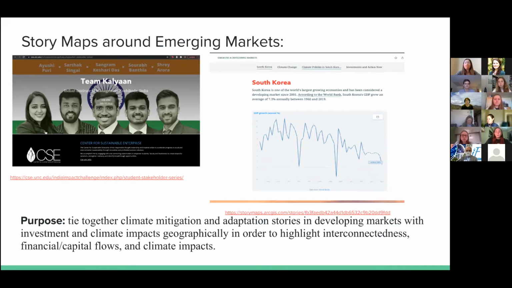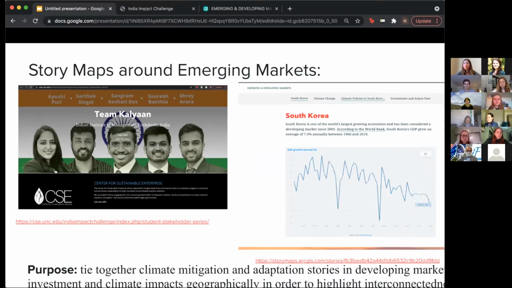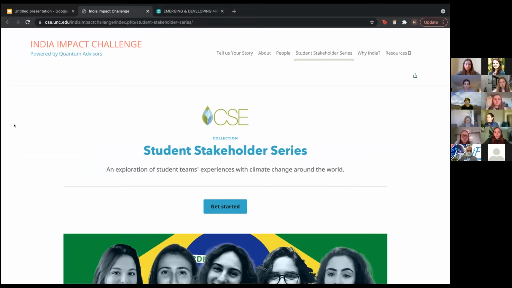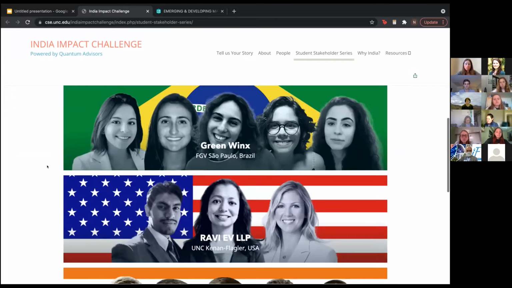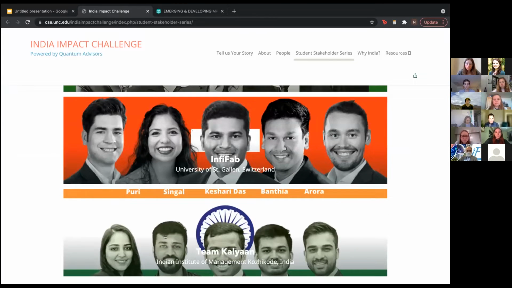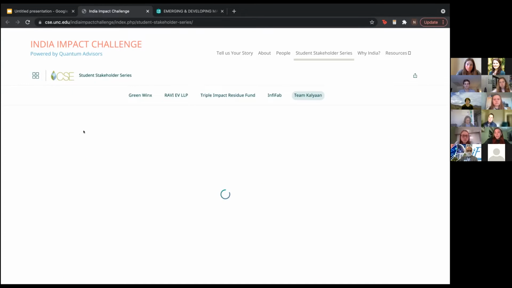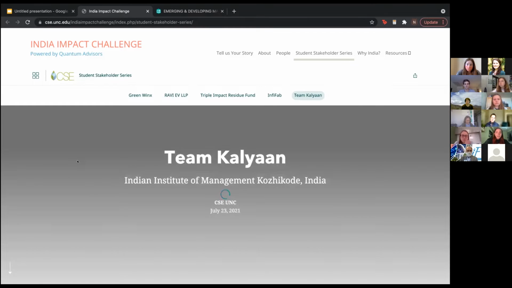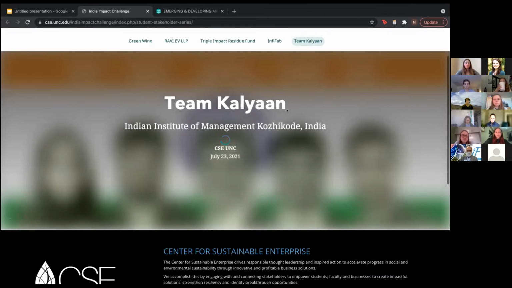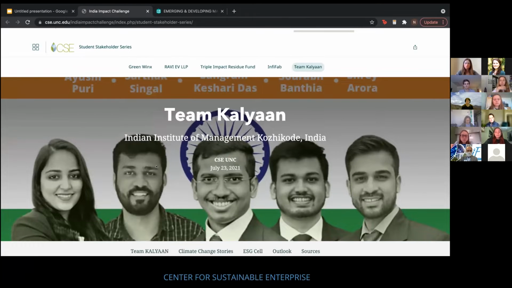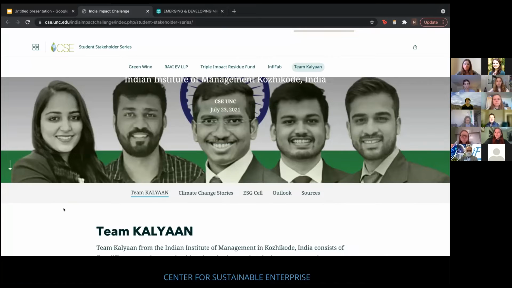I want to show you a couple of my story maps to give you a good example. I have screenshots here, but I'm actually going to move to a couple of them just to highlight some aspects of story maps. This is a story map I made for the India Impact Challenge, powered by Quantum Advisors, held in the spring of 2021. It's about a team from India that came up with a business solution around sustainability and driving investments in India around climate change.